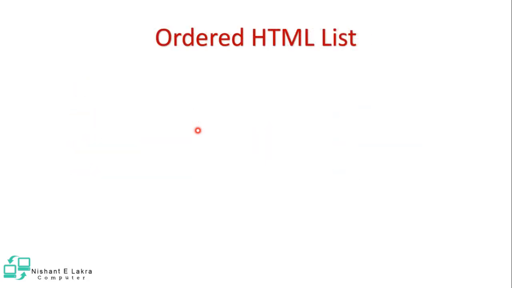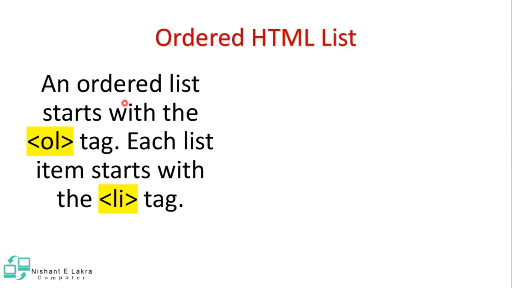Now let us understand about the ordered HTML list. An ordered HTML list starts with which tag? The ol tag, right? And here also you notice that this ol tag is put inside the angular bracket. And each list item starts with which tag? We have learned this even in the unordered list, the li tag. Now this li also should be put inside the angular bracket, and you know that li stands for list item.